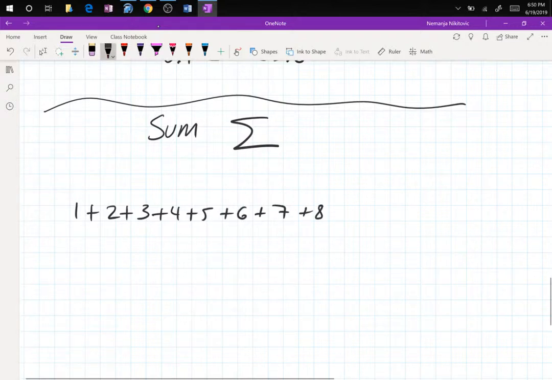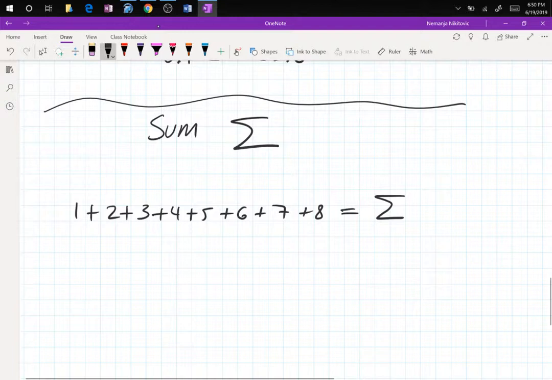Okay, I'm done. 1 through 8. Add them all. Well, that was annoying to write. Imagine if I had to write all the way up to 112. Plus 9, plus 10, plus 11, plus 12, plus 13, right? So you gave up at 36, right?